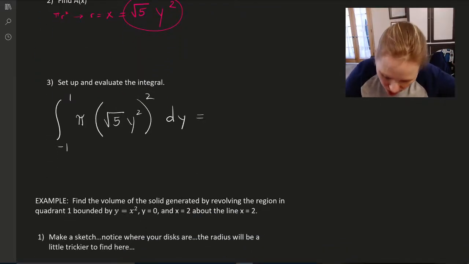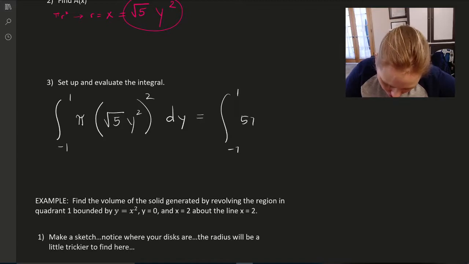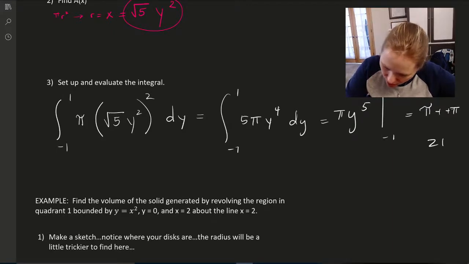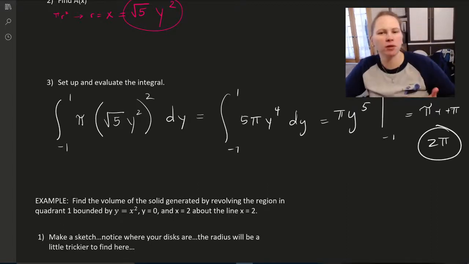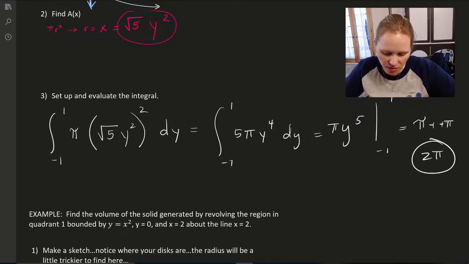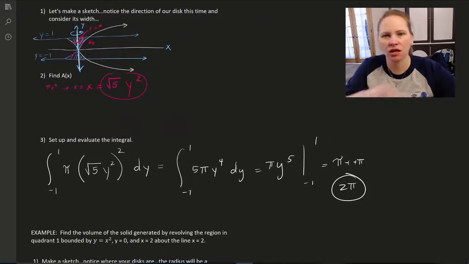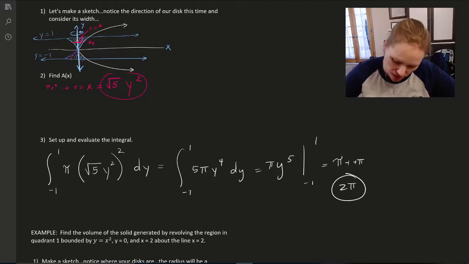When I square everything, I get 5 pi y to the 4th dy, so that's pi y to the 5th, and when you divide by the 5 it cancels out, so from -1 to 1, we get pi minus -1 pi, so plus a plus, oh, it's 2 pi. There we go, and we can confirm it in our calculator using Math 9 to evaluate the integrals, but I want to make sure that we're good at doing this by hand as well. So again, we knew this was a dy setup because when we made our sketch, our cross section was perpendicular to the y-axis. So let's keep going.